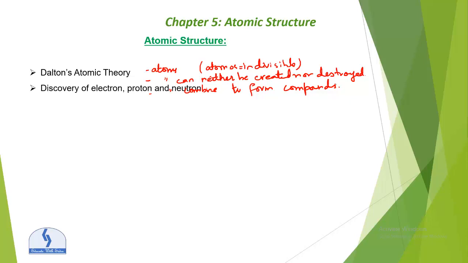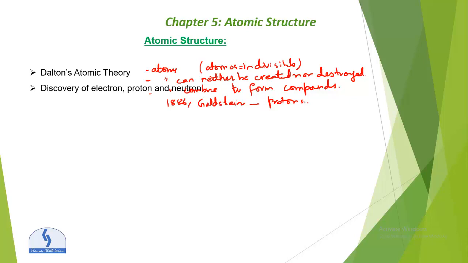Now, the next topic is the discovery of electron, proton and neutron. In 1886, Goldstein discovered a positively charged particle known as proton.